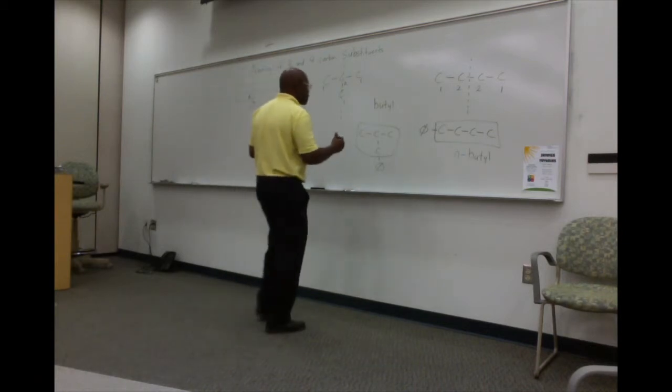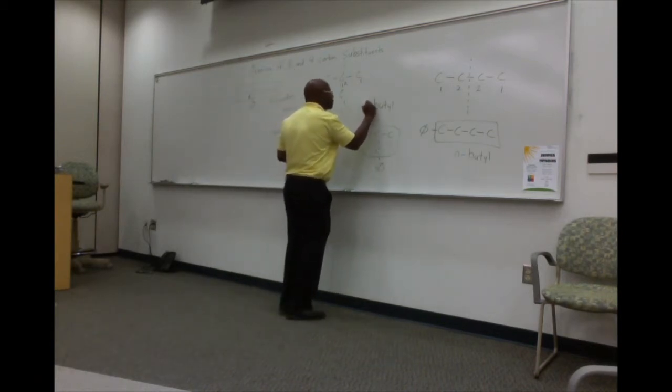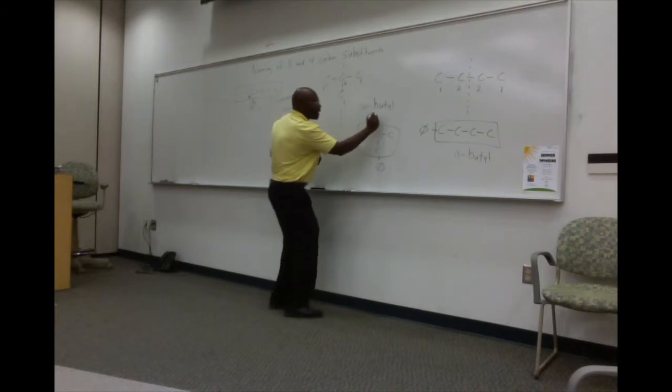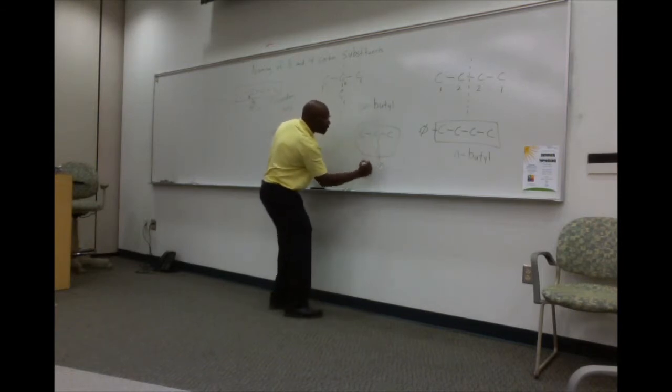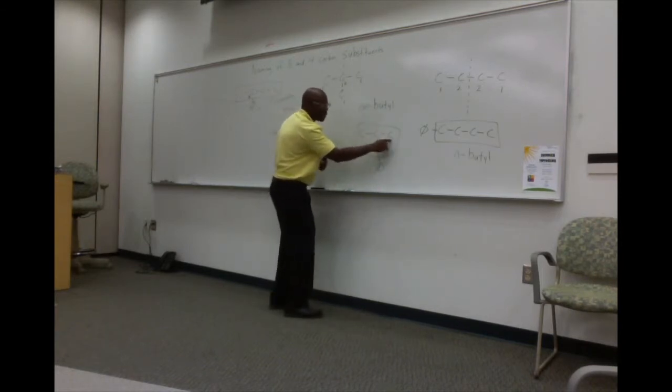So why is it iso again? Iso means what? Same. If I were to draw a line through this carbon atom all the way through, I will make this carbon atom and that carbon atom the same.